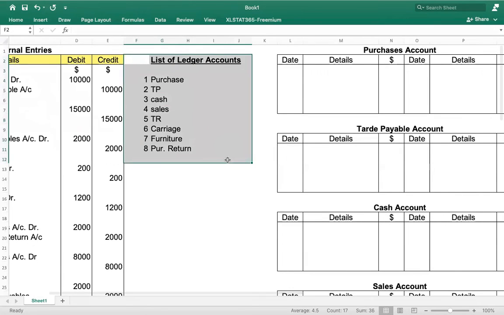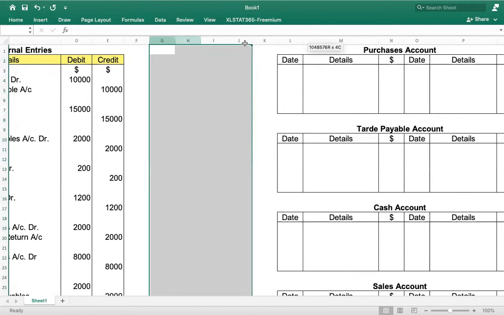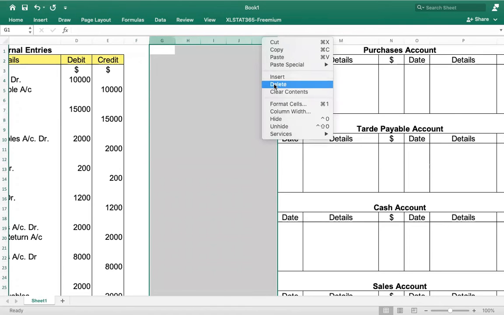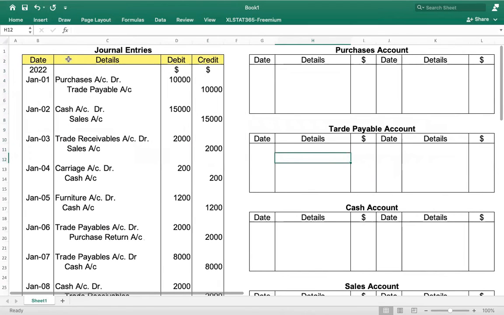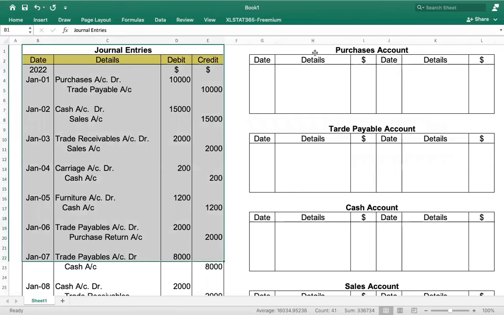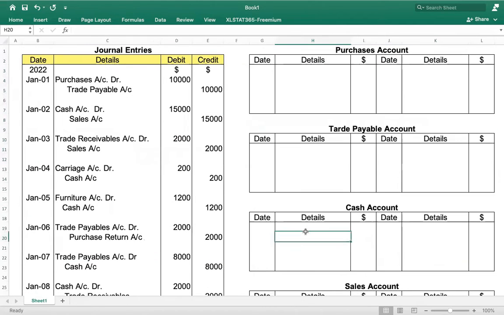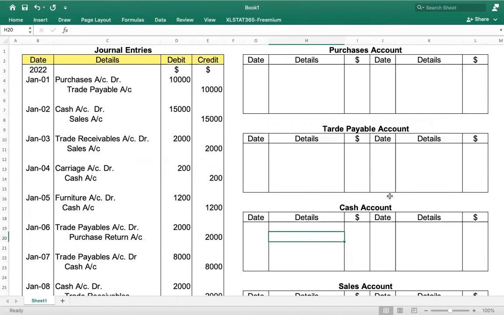Let me delete this list. On one side we have the journal, on the other side we have the ledger accounts. Now see the ledger posting. What is the first entry? Purchase. Debit or credit? Purchase debit. So in the purchase account, debit side. Then we take the opposite, so it's going to be trade payable.